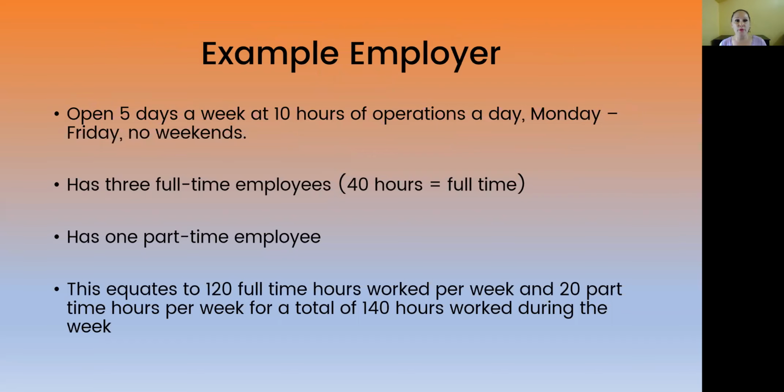Now I'm going to give you an example employer so that we can run the calculation. The example employer is open 5 days a week at 10 hours a day, Monday through Friday, no weekends. It has 3 full-time employees, full-time equaling 40 hours, and 1 part-time employee. This equates to 120 full-time hours worked and 20 part-time hours per week, for the most part, for a total of 140 hours worked during the week.